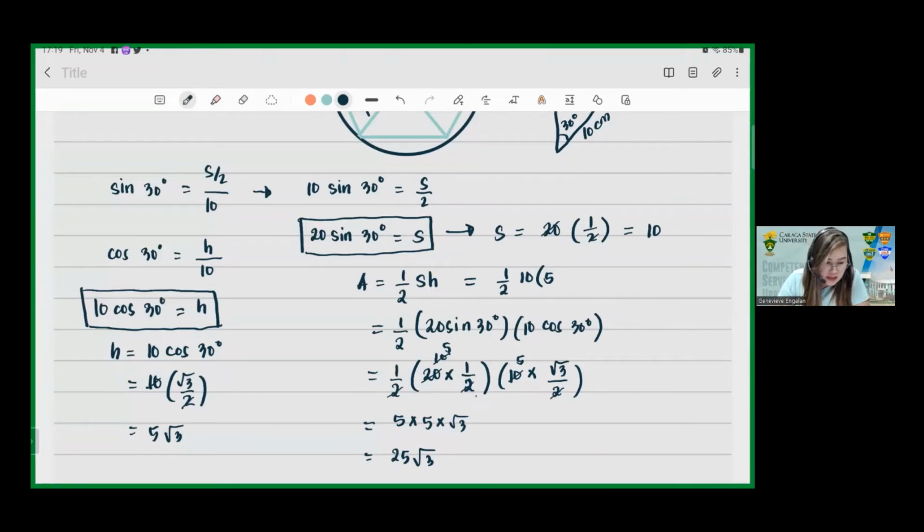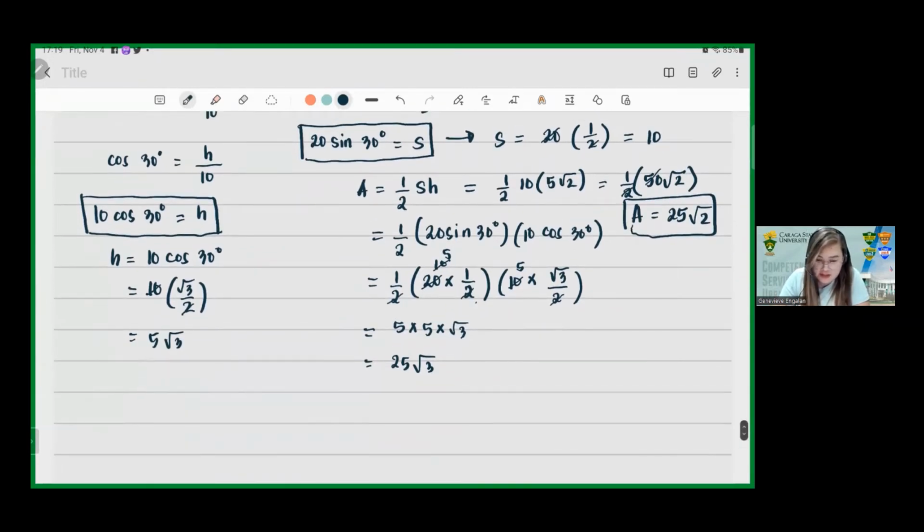Ang ato ang H is 5 square root of 2. 5 square root of 2. So, you have 1/2 times 50 square root of 2 divided by 2 kana. So, this is equal to 25 square root of 2. So, mao na siya ang area sa triangle. So, another way ni pag-solve, diha ka sa taas ha. So, 25 square root of 3 ay. Dili square root of 2. Square root of 3.